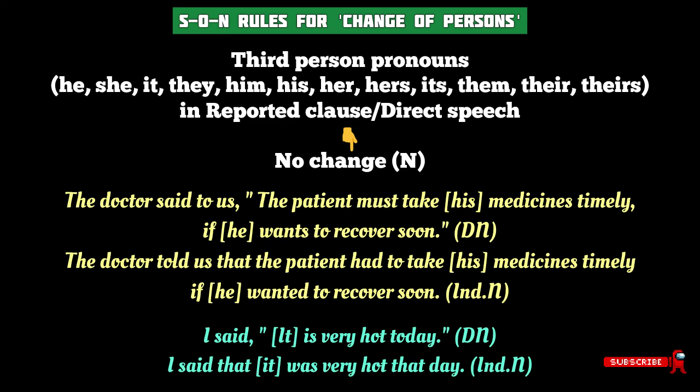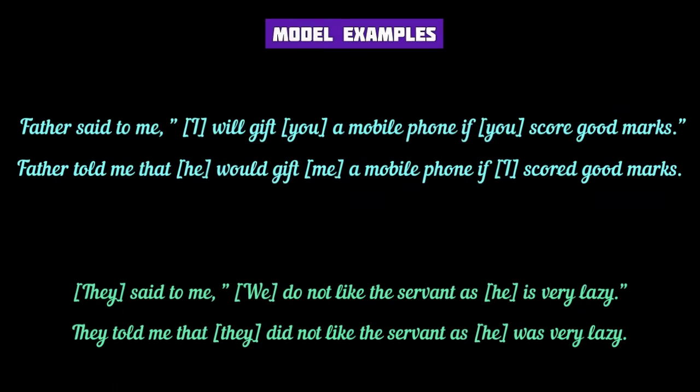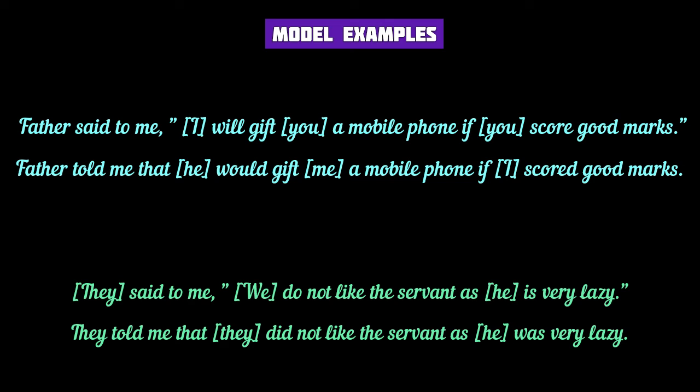In the next example, I said, "It's very hot today." The direct speech has a third person pronoun it. So in the indirect narration, there is no need to change it. I said that it was very hot that day. You see, the third person pronoun it is retained as it is in the indirect narration here. Now up there on your screen are a couple of model examples for you to understand the concept better.